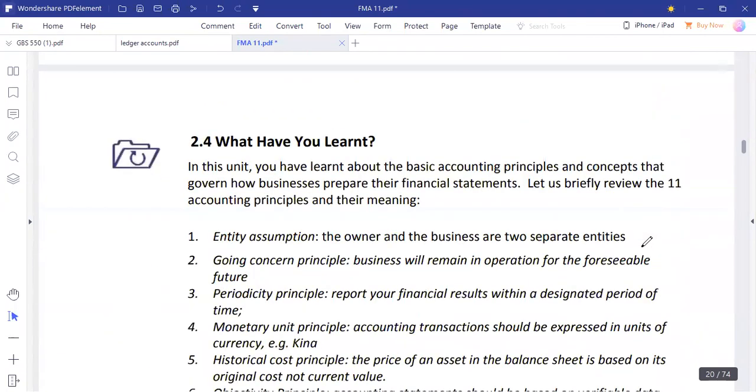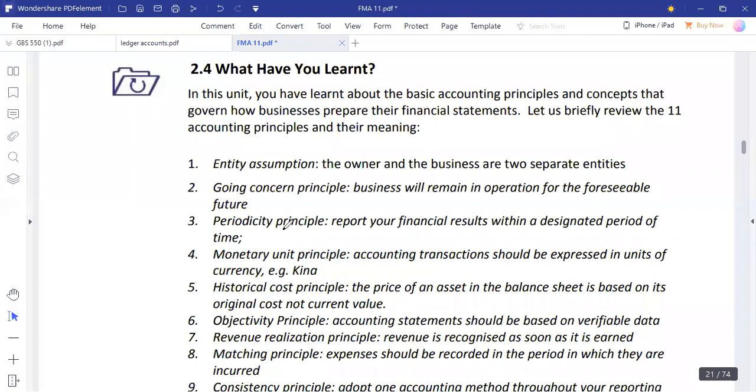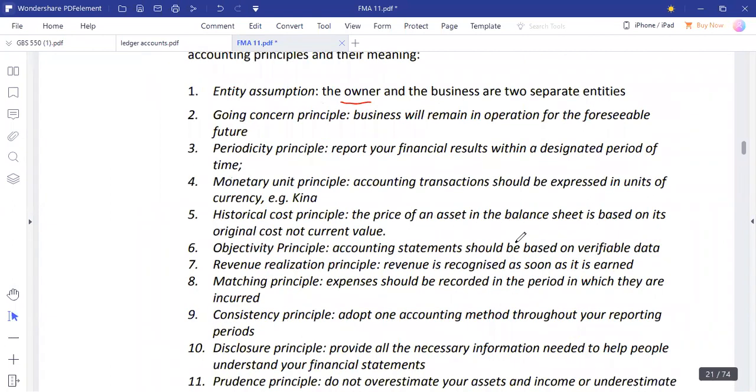So quick, can you remember what we have learned? We've said that the entity assumption simply says that the owner and the business are two different. The going concern simply states that the business will remain for the foreseeable future. Periodicity simply states that you report your results within a designated period of time. The monetary unit principle simply states that transactions should be expressed in currency form, for instance, kwacha. The historical principle says the price must be based on its original value, not the current value that has appreciated.